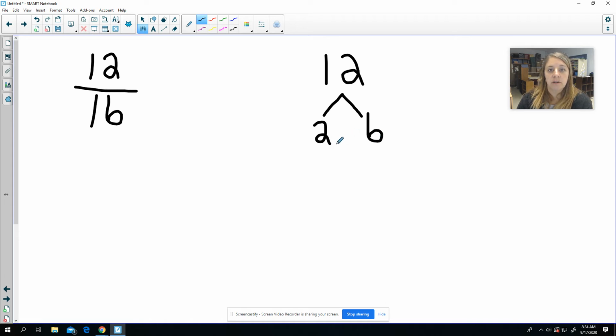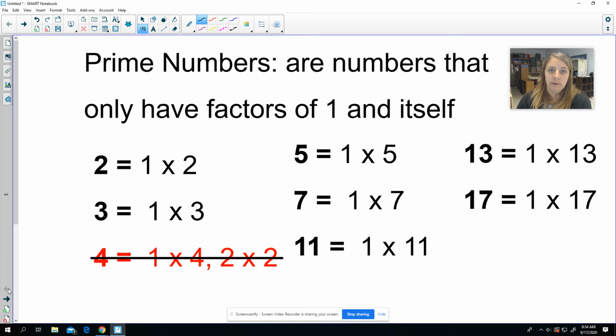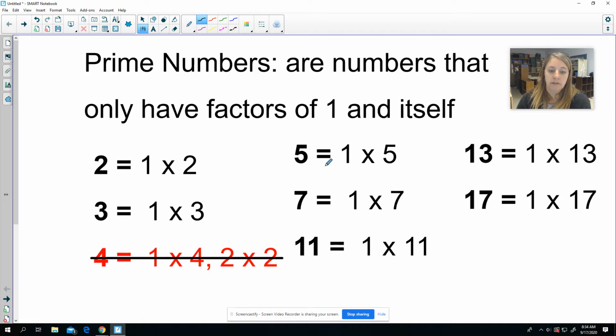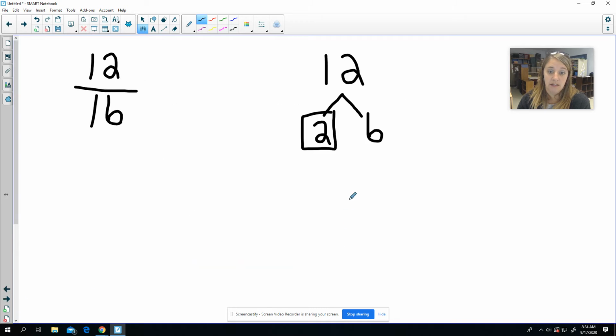So when I look at my 2 numbers that I wrote down, I need to think to myself, are either of those a prime number? Well, 2 is a prime number. So when I go back here, I can go ahead and box this because I can't break that apart anymore. But when I go back and look at my list of prime numbers, 6 is not listed, which means we can break apart 6 even further.